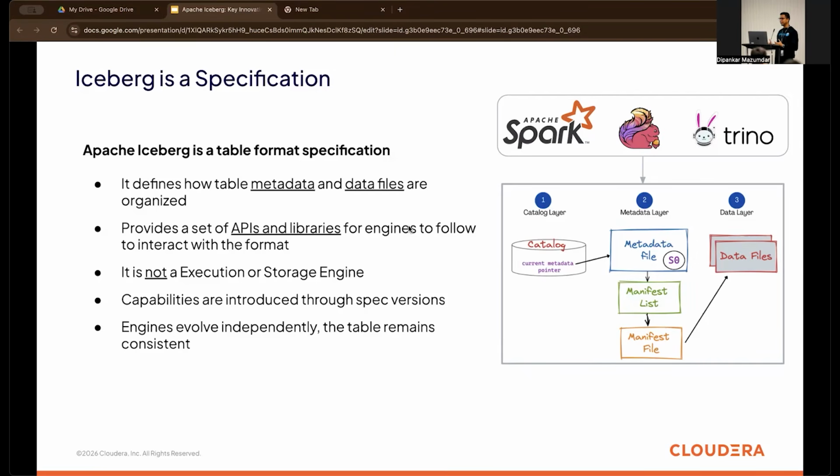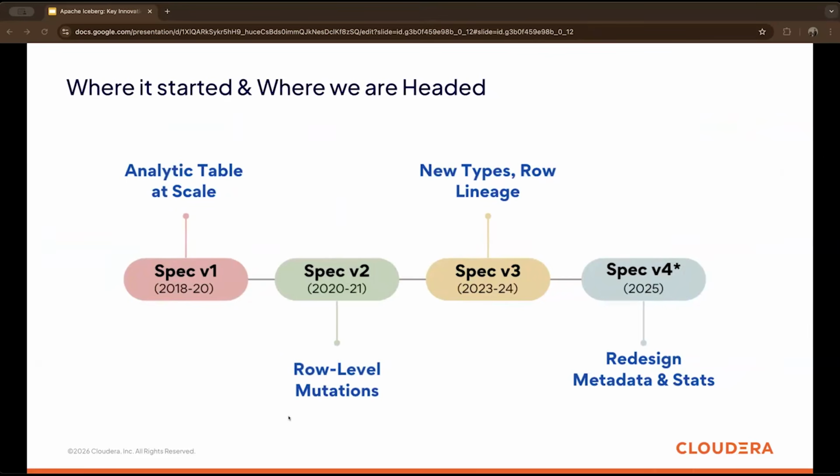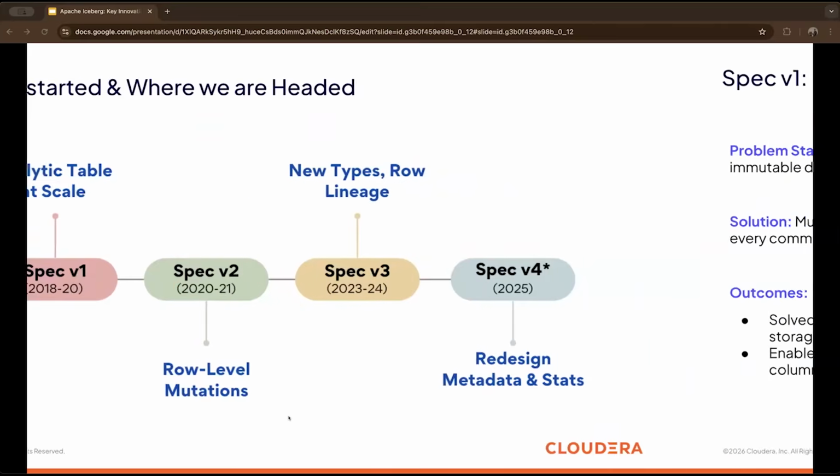And that brings us to the core of today's talk. Iceberg has evolved through specific versions, V1, V2, and now we have V3, and we are also thinking about the upcoming V4 version. So I want to take you through the journey of this evolution, and how we started in the first place. People who are completely new to Iceberg should have a clear picture of how we started and how we are evolving as a format, as an industry, today in the Lakehouse space.